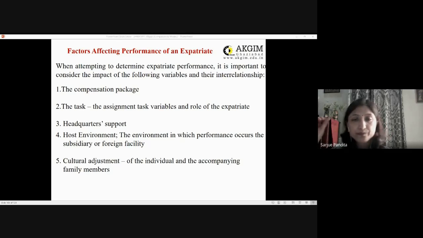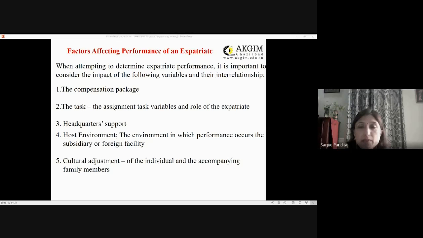So for the expatriate, the parent company should predetermine his or her role in the foreign assignment, and role expectations should be clearly communicated to the expatriate before departure, so that he does not find any difficulty in perceiving what he is supposed to do over there, how his performance should be evaluated, and what is expected out of his performance. Then third is headquarters support.